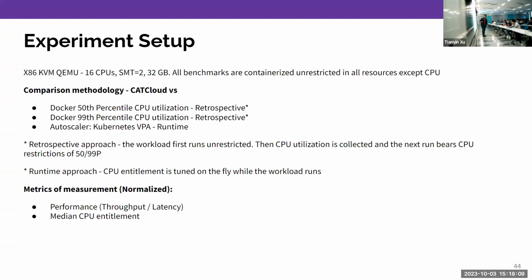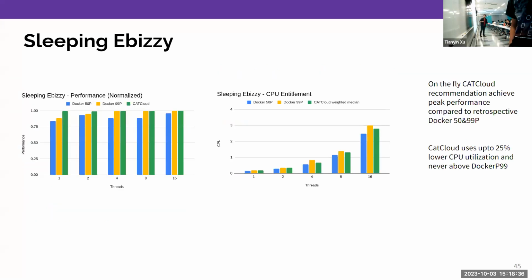Experiment setup, I think pretty standard. We test with the Kubernetes VPA. We also test with Docker 50th and 99th percentile, and these are retrospective approaches. So these should be better, but they're not, because even though you can see the entire runtime of applications, you still don't have everything. We show that even if you can see everything, you're still not making the right decision, even in the worst-case scenario.